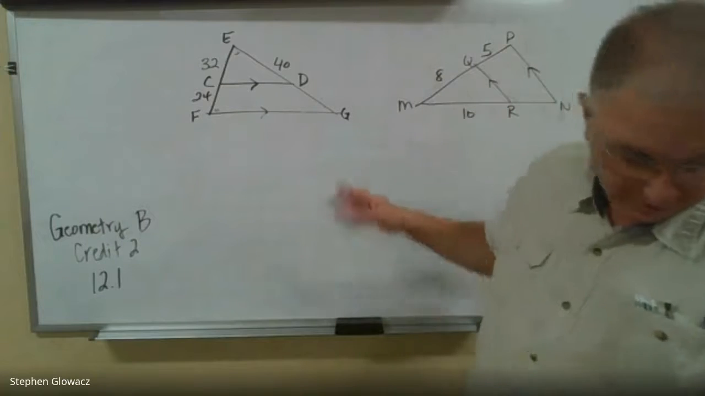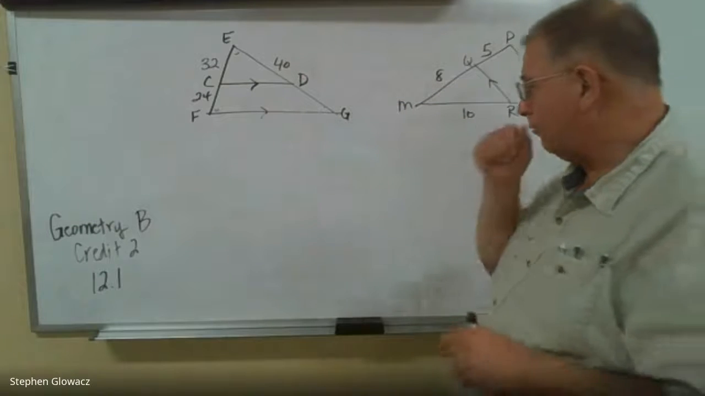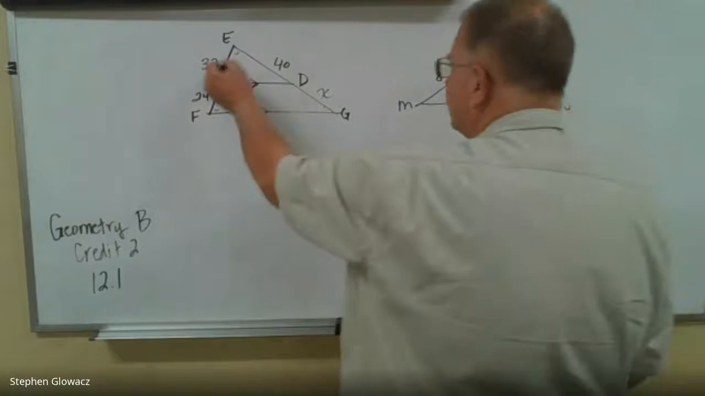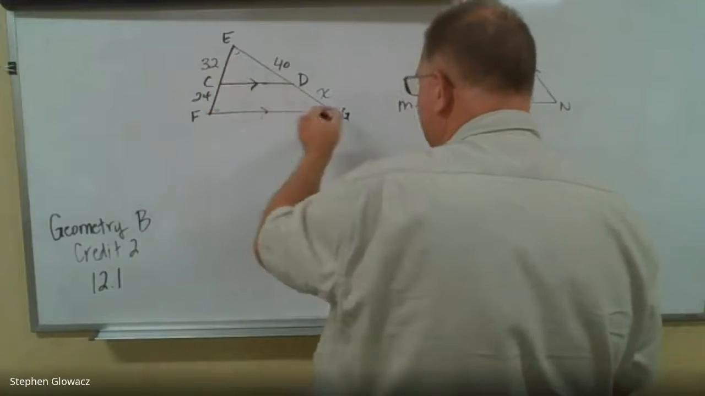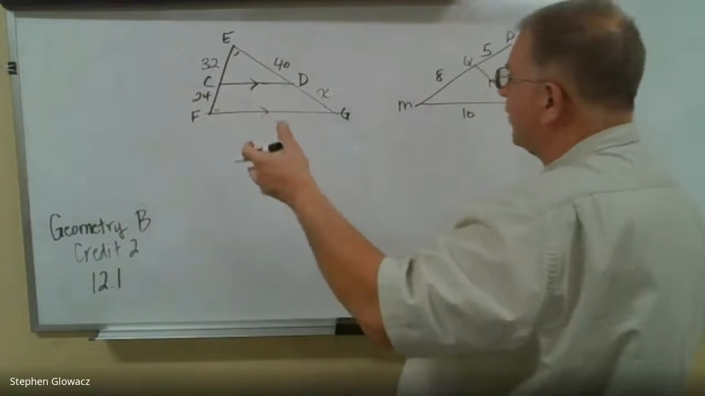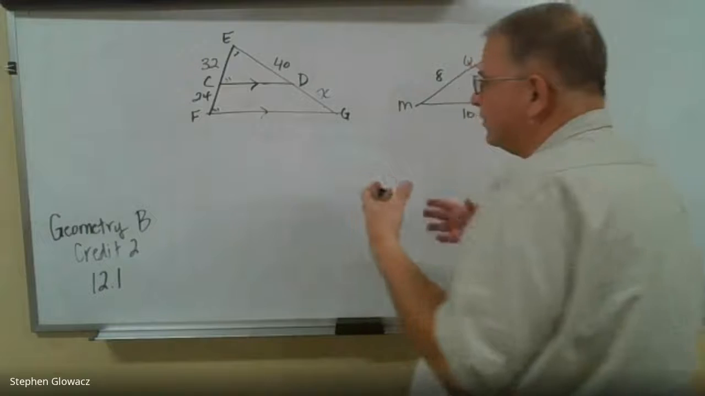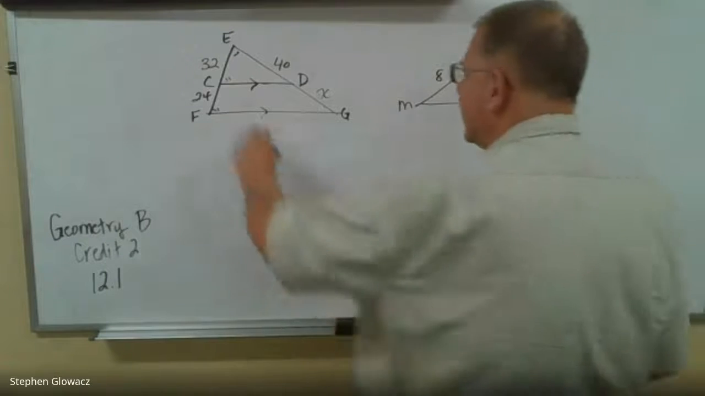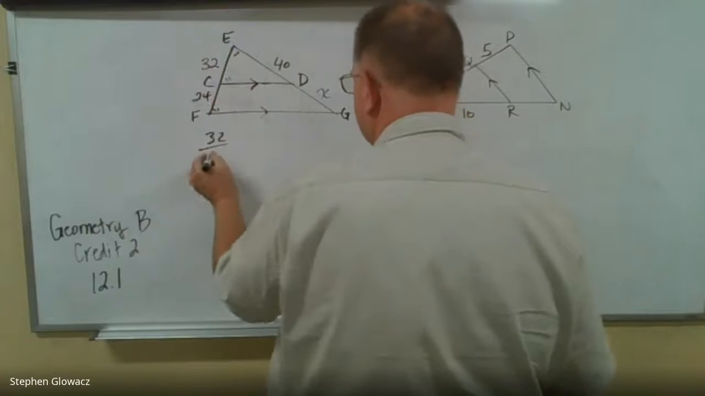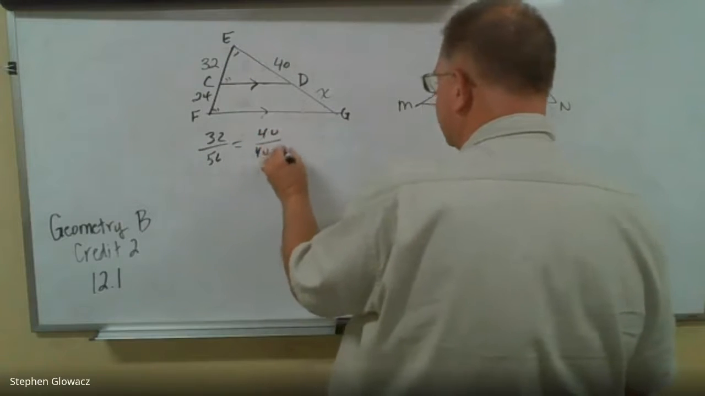So if we're trying to find here in this first, we want to find the length of DG here. And we can call that X. And remember, we know that the little triangle ECD and the big triangle EFG are similar because angle E is congruent to itself. It's part of both triangles. And because these are parallel lines, these corresponding angles are congruent, so they're similar by angle. So we can say 32 is to the length of this whole side EF. 32 plus 24 is 56. And then we did 40, and then 40 plus X, and then we cross multiplied.